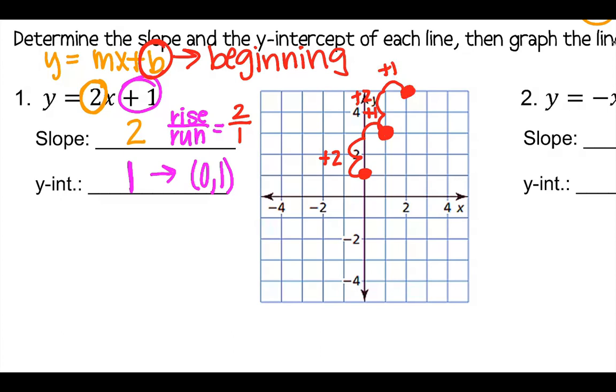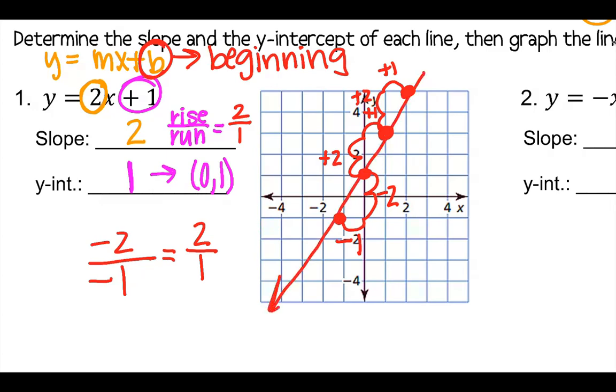You can also do the opposite. Like I went positive, positive. You can also do negative, negative. Because if I had negative 2 divided by negative 1, what would happen if I simplified that? I would have positive 2 over 1, because a negative divided by a negative is a positive. So I could also go down 2, over negative 1, and put a point, and that would work. And then all you're going to do is connect the points.